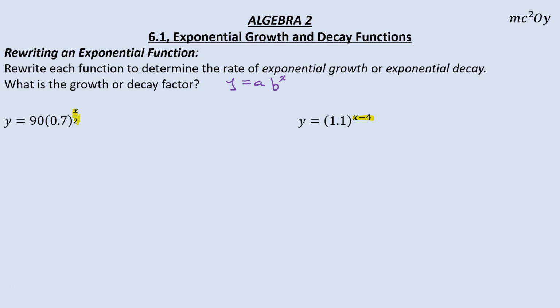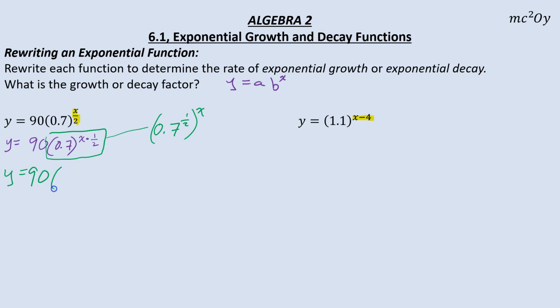So the way we deal with this is we have to think of our properties of exponents. How do you get x divided by 2? When I divide by 2, it's the same as multiplying by 1/2. What this means is if I take this chunk and bring it over here, I'm going to have 0.7 to the 1/2 power, all to the power of x. So I have a power to a power, and I multiply those powers. So now I have 90 times, my b term changes to 0.836 repeating, which we'll just call 0.837, to the power of x.